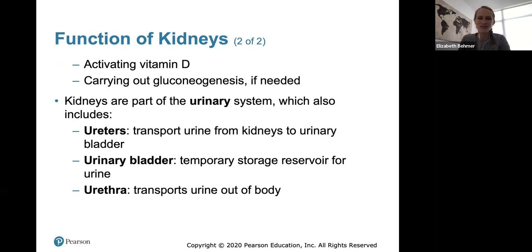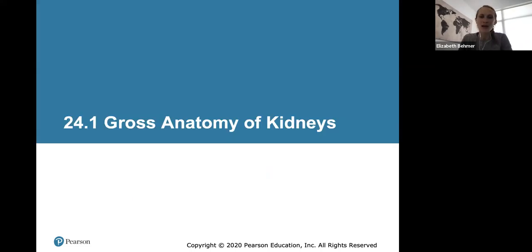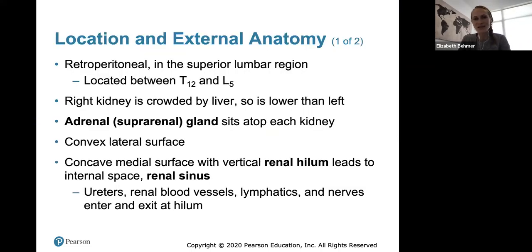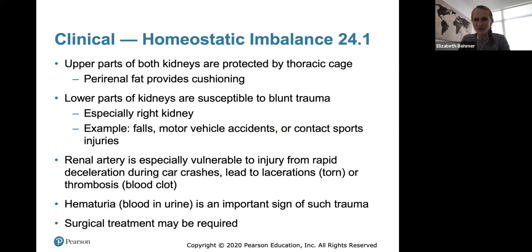And then here are the parts of the urinary system that you should know well. A picture like this, you should know: you have two kidneys, the ureters leading to the bladder, and the urethra exits the urine out of the body. You should know the gross anatomy of the kidneys well, which is a review from anatomy. So I'm going to pass over this.